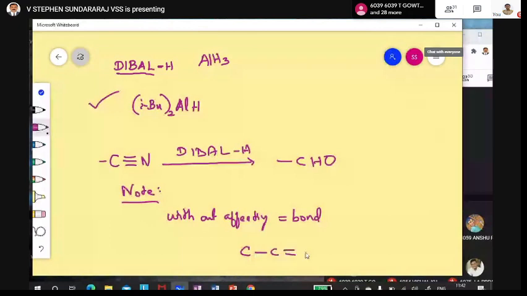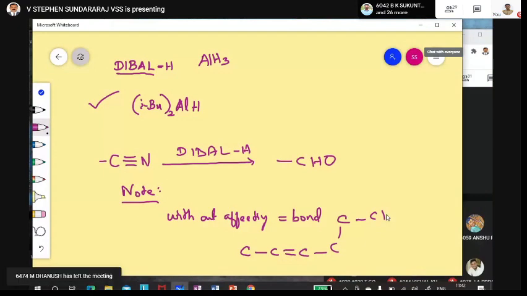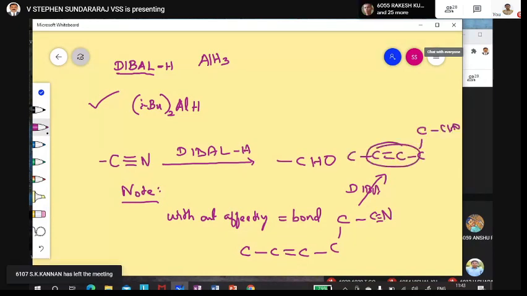C double bond C, here one C and that. Okay, so now when you use a dipole, the same for C double bond C and C–C–H–O, the double bond will not be affected, it will remain. So that is a speciality. Not only that, playing the role of this is already available, you have Stephen's reaction, you can write, but without affecting the double bond, if you want to carry out this conversion of cyanide into aldehyde, you have to remember this step.